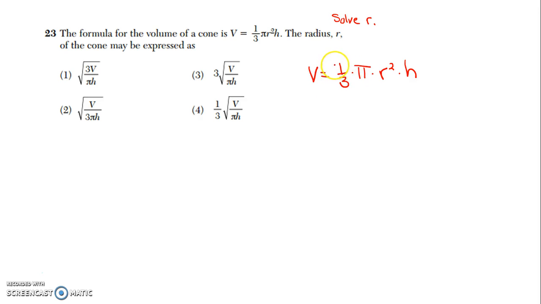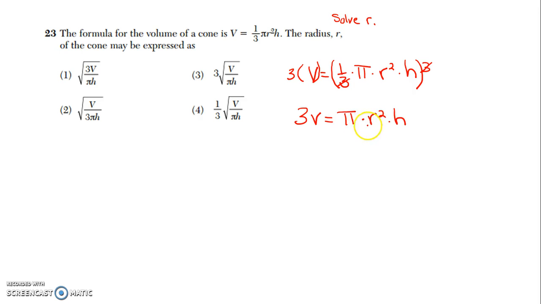To get rid of the 1/3, I could multiply both sides of the equation by 3. I'm going to multiply the right side of the equation by 3. I have to multiply the left side of the equation by 3. 1/3 times 3, bye-bye. So now I have 3v equals pi times r squared times h.